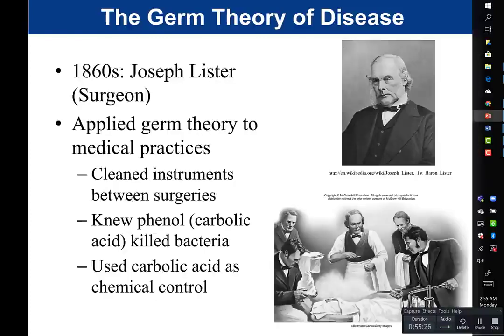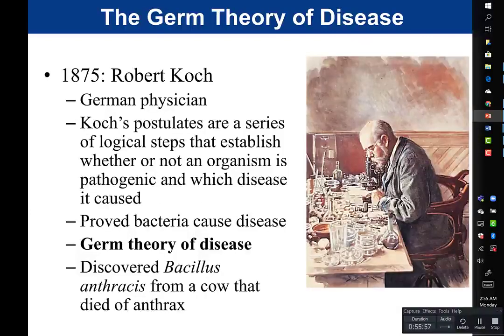1860s, we have Joseph Lister, who was a surgeon. He applied the germ theory to medical practices, and he cleaned the instruments in between surgeries. He knew that phenol or carbolic acid killed bacteria, and so he used that carbolic acid as a chemical control agent, basically to disinfect the surgical equipment between surgeries. 1875, Robert Koch, he was a German physician, and he came up with what's known as Koch's postulates.